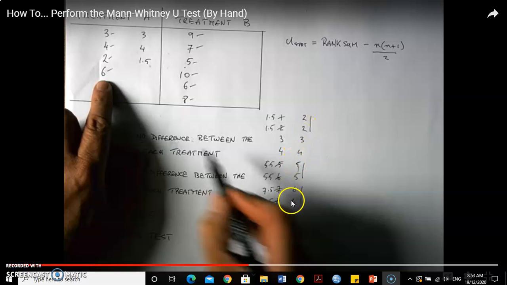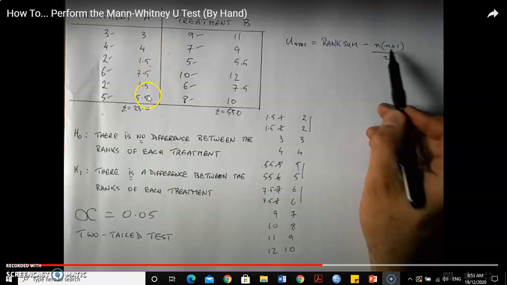Once we finish all of the ranking values, we put the rank value beside the data. For example, number 3 here is ranked number 3, so we put it here. Number 4 is ranked number 4. The data of number 2 is ranked at 1.5, so we put the ranking number 1.5 here. Once done putting the ranking values beside the data, we calculate the sum rank.